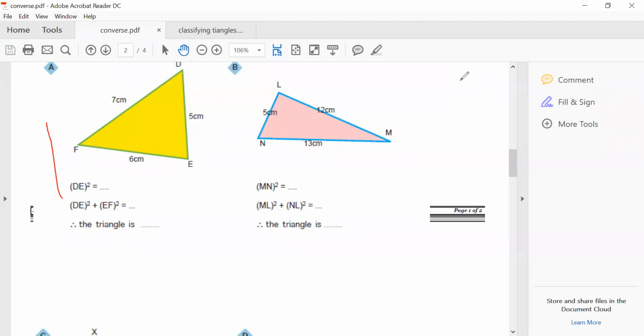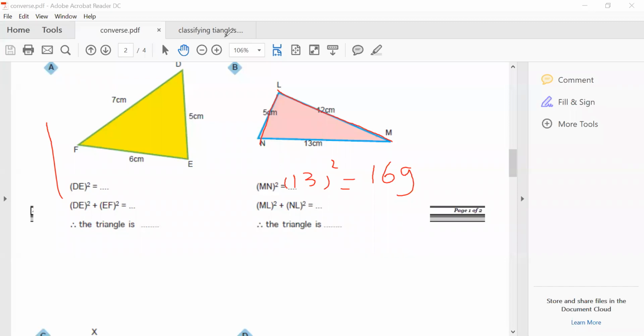Okay. Sorry. So it's going to be 169. Okay, thank you, Jana. 13 square equals 169. Okay, Muhammad. Muhammad, are you sleeping like the previous time? Yes, miss. How are you, Muhammad? I'm fine. Okay, Muhammad. I want now ML square plus NL square, the sum of the other two sides square.